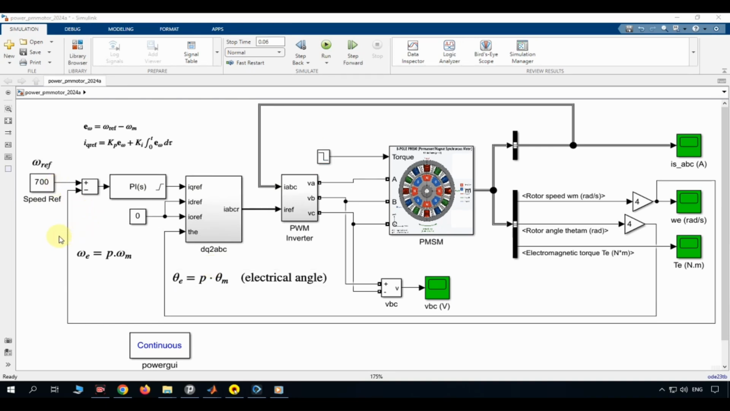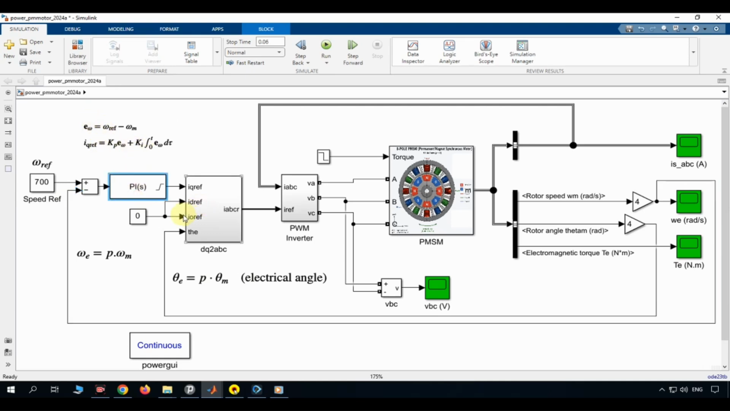Let's start on the far left. We have our speed reference, a constant value of 700. This is the desired mechanical speed in radians per second. Just below it, the actual mechanical rotor speed, labeled omega m, is fed back and compared against that reference. The error between the two enters the PI controller. This is the brain of the operation.